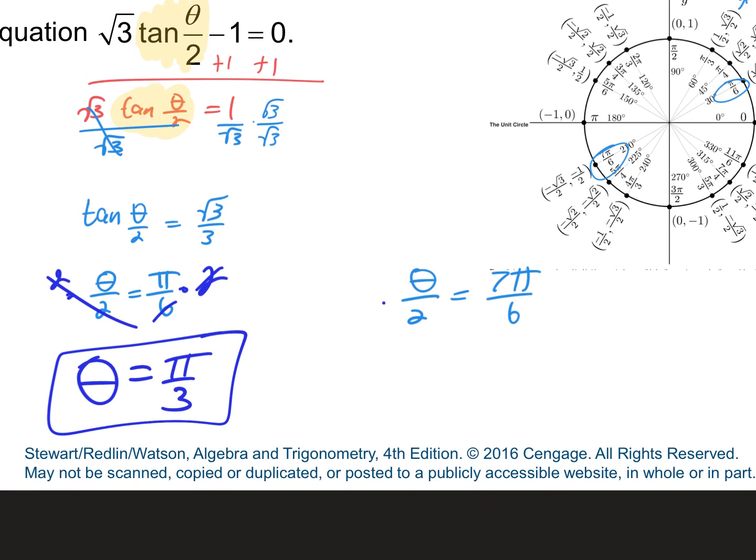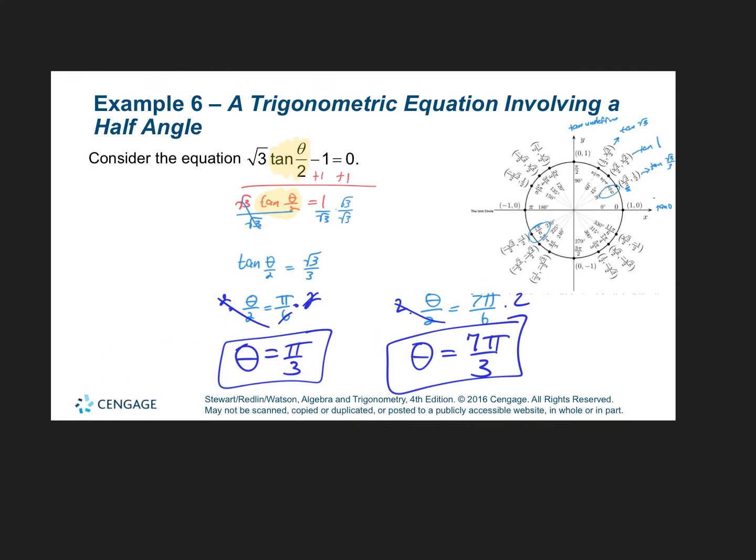And then I'm going to multiply both sides by 2. So theta equals 14 pi over 6, which is the same as 7 pi over 3. So when you have those multiple angle ones, you'll know it's a multiple angle because there'll be something with your theta, either divided by or multiplied by. So what you do is you isolate that like normal. If you're starting off with multiplying by a number, then at the end you divide your angle. If you start off with dividing, then at the end you multiply your angle.